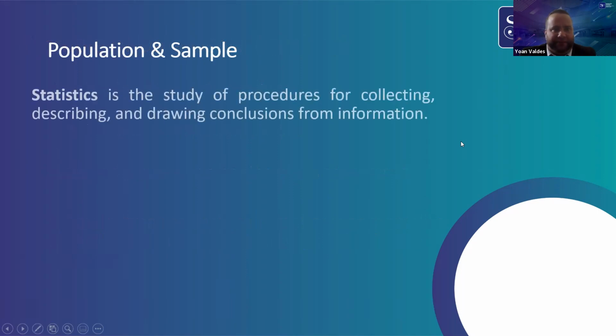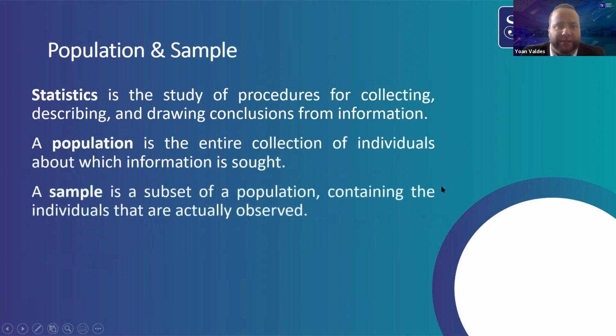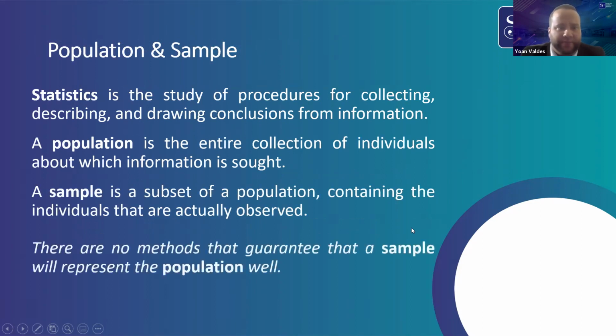Population and sample. Statistics is the study of procedures for collecting, describing, and drawing conclusions from information. Population is the entire collection of individuals about which information is sought. A sample is a subset of the population containing individuals that are actually observed. There are no methods that guarantee that the sample will represent the population.